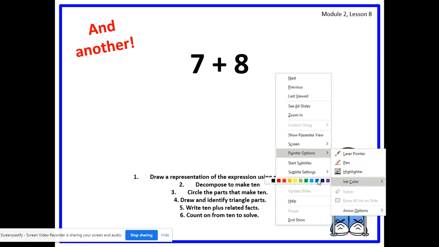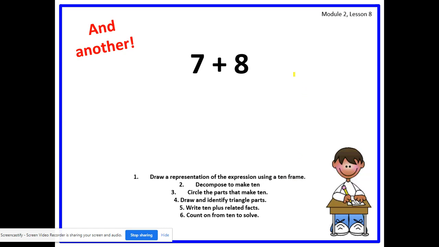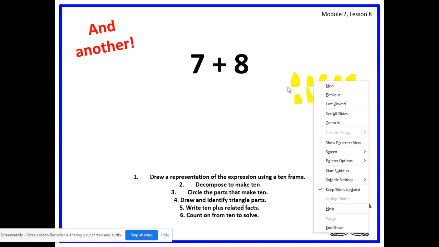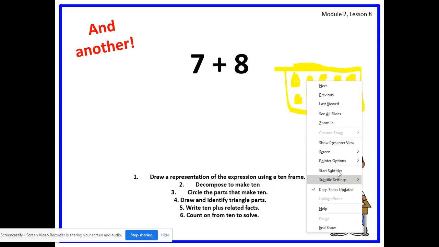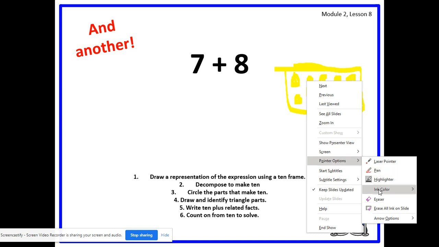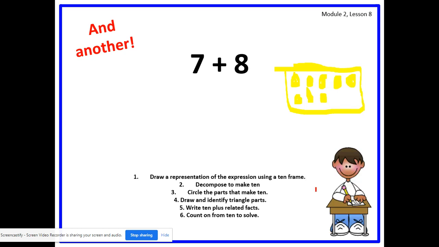Let me change my color, and we should have drawn 8 because remember, 8 is the number that's closer to 10. So you should have 5 in an organized 5 group. And remember, don't forget to close up your 10 frame. Then, how many more does 8 need to make 10? Get ready. Yes, 2. So we should have drawn 2 inside the 10 frame.